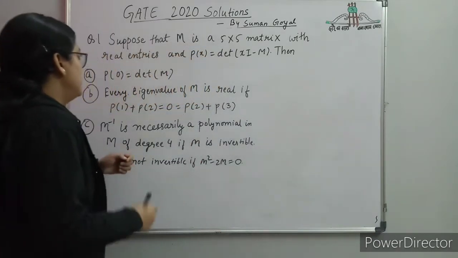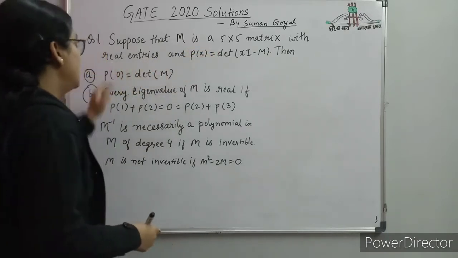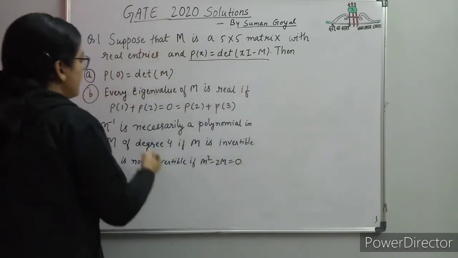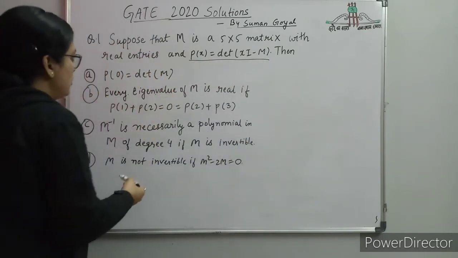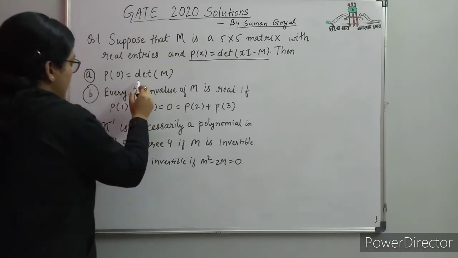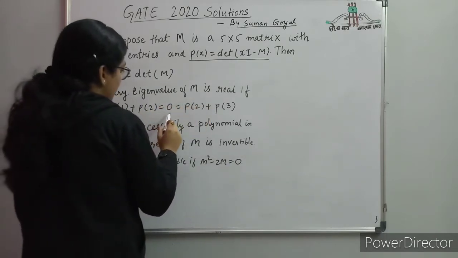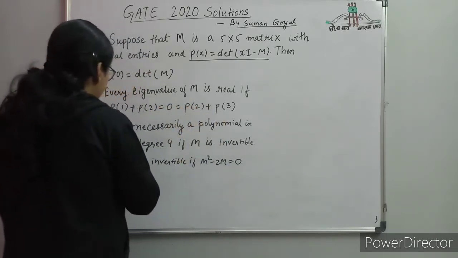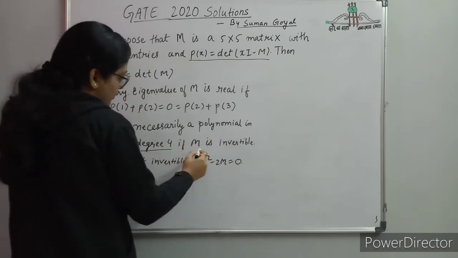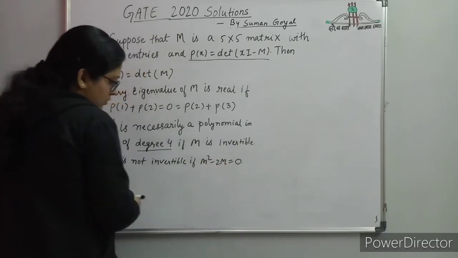So see here, the question is: suppose that M is a 5×5 matrix with real entries and P(x) is given as determinant of xI minus M. Then which of the following is true? Single option is correct. P(0) equal to determinant of M. Every eigenvalue of M is real if P(1) + P(2) = 0 = P(2) + P(3). M inverse is necessarily a polynomial in M of degree 4 if M is invertible. M is not invertible if M squared minus 2M equals 0.